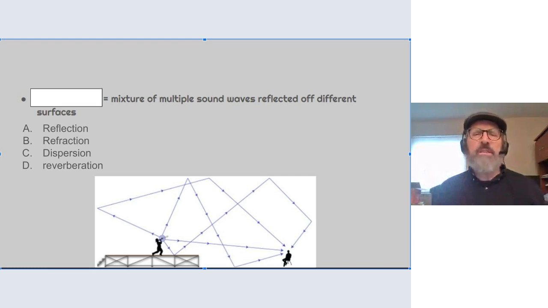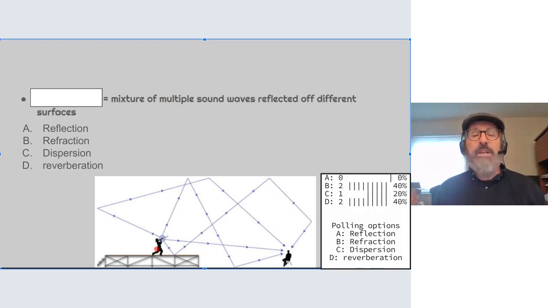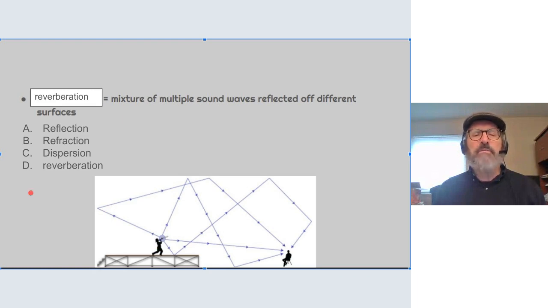And it's beautiful to listen to people singing in there, kind of like in the bathroom or in the shower. It makes people's voices sound really good. Okay, so I got most of you. It's called reverberation. Reverberation is the answer to that. If you look at your notes, it's in there, reverberation, right?